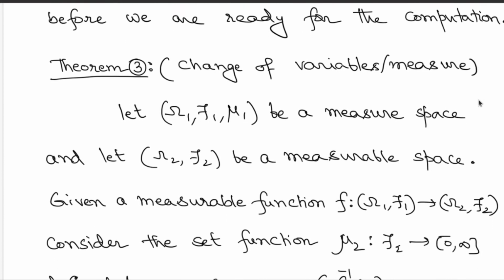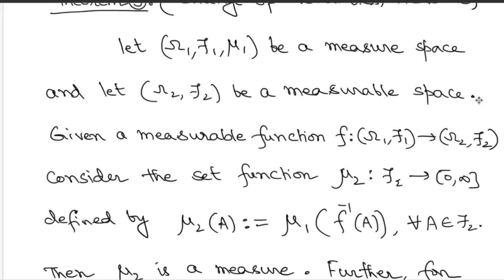The first result in this direction is called the change of variables or change of measure. You start off with one measure space, omega 1, script F1, mu1, which will be taken on the domain side, and then take a measurable space on the range side, and you look at a measurable function, call it f, from the first measurable space to the second measurable space.